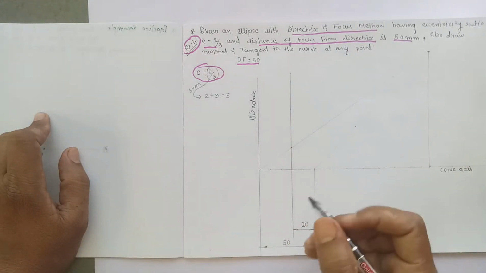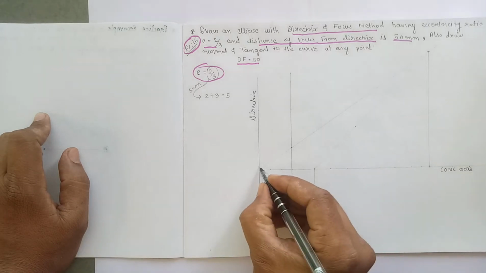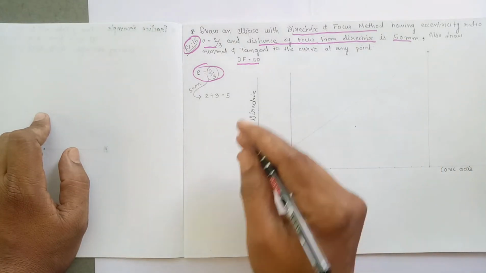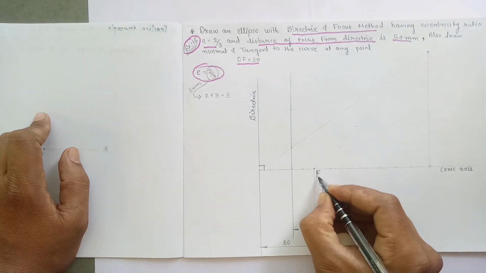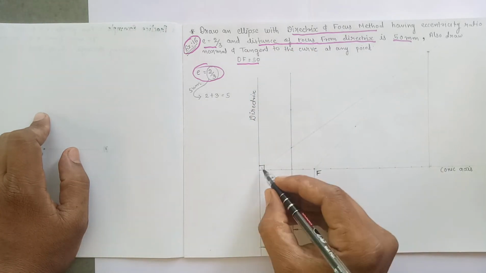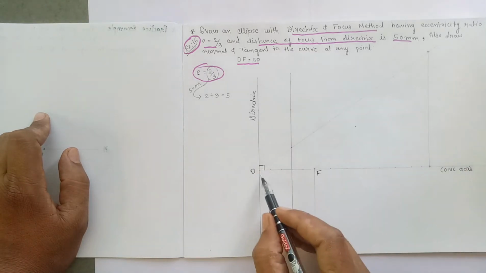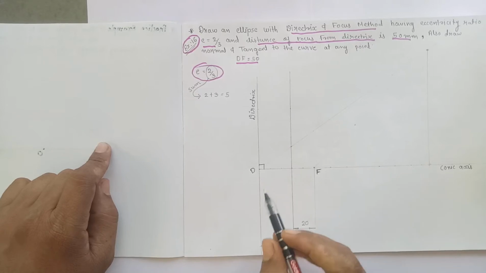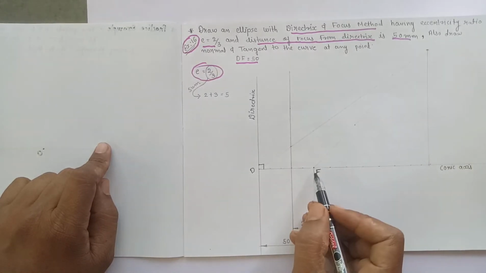So here will be the directrix, and this will be the conic axis, perpendicular to it. This will be the focus point. The distance of focus from the directrix is 50 mm. So this will be the directrix D, and DF is equal to 50 mm. Mark the focus point at a distance of 50 mm from the directrix.